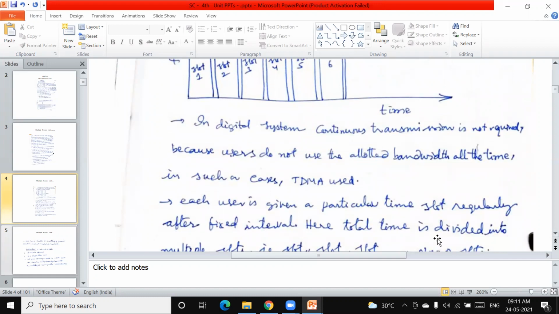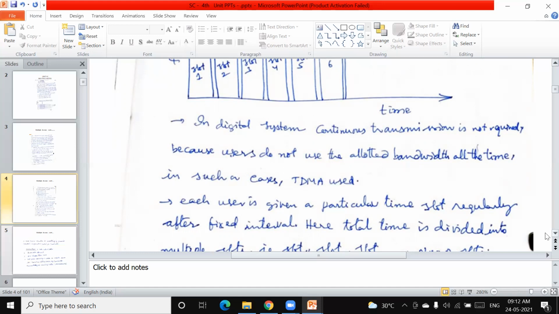Time division multiple access is digital communications only. In a digital system, continuous transmission is not required because users do not use the allotted bandwidth all the time. In such cases, TDMA is used.